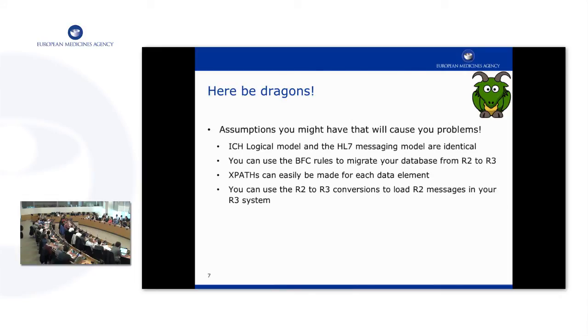You can use the R2 to R3 conversion to load R2 into your R3 system. Again, I don't advise that at all. There are bugs in it, and there are peculiarities which will mean that the way you process the data with the conversion tool might not be best suited to represent the information in your database. It may be better to do a specific mapping between the R2 message coming into your new database R3 model and making decisions on how to load the data and how to store the data.